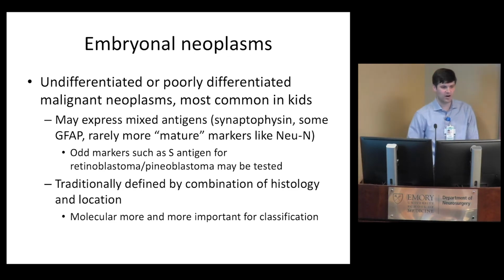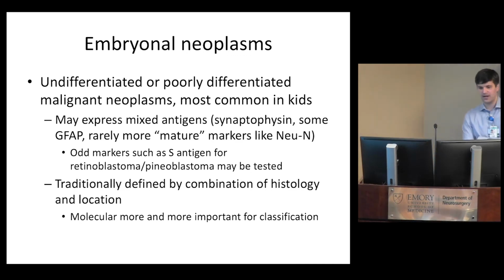Okay. So embryonal neoplasms. These are undifferentiated or poorly differentiated malignancies that we usually see in kids. Most of the tumors that we have been talking about up till this point, the tumor cells look like something that one would actually see in the body somewhere else.